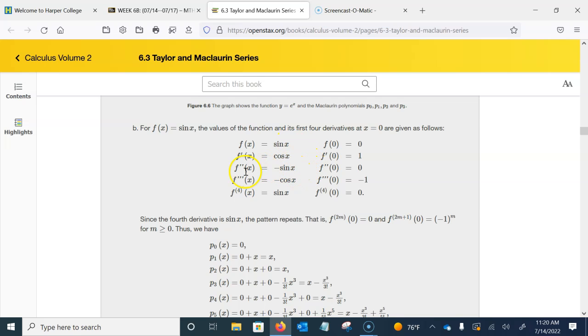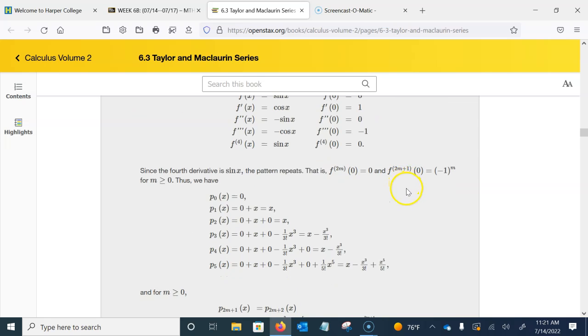All the even derivatives here are going to be 0. Right? The second derivative is minus sine x, and I evaluate that at 0, I get 0. The fourth derivative is sine of x again, and evaluating that at 0, I get 0. Okay. You can think of f of x as the 0th derivative, meaning don't take a derivative, and I get 0. So all the even derivatives are going to have zeros.